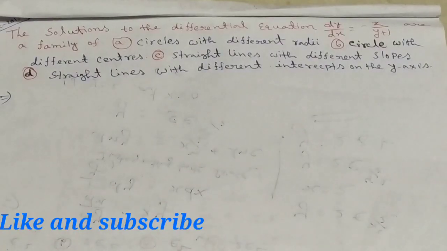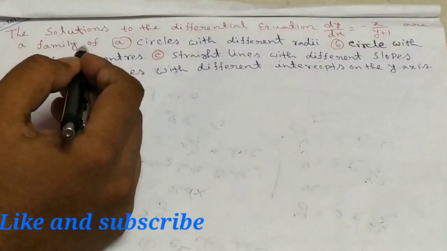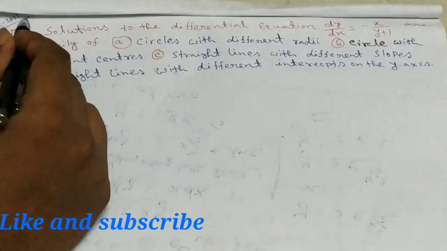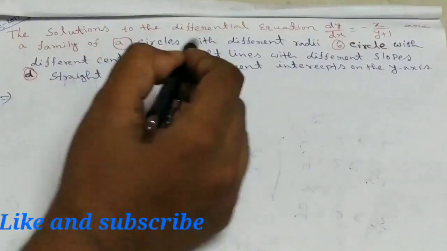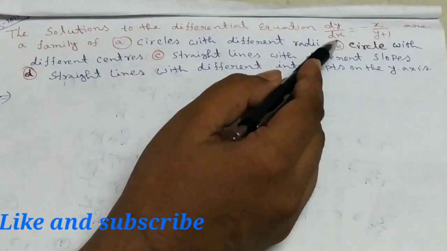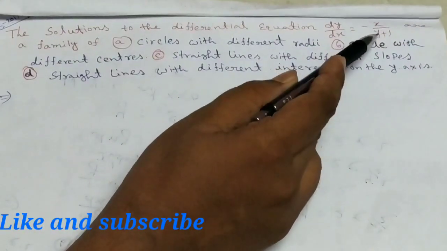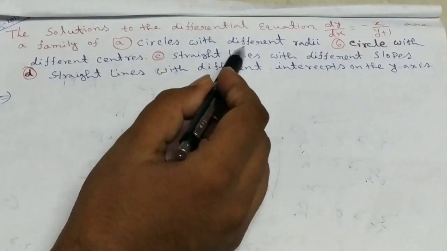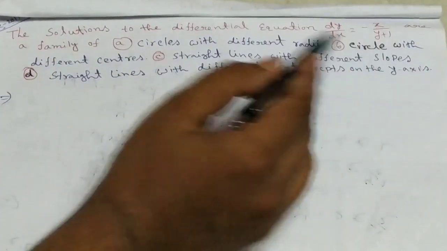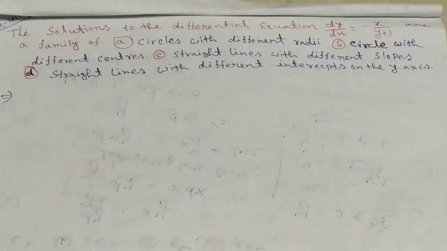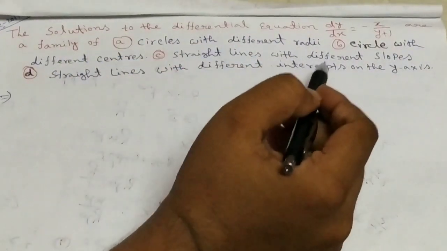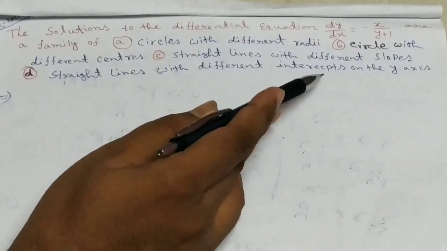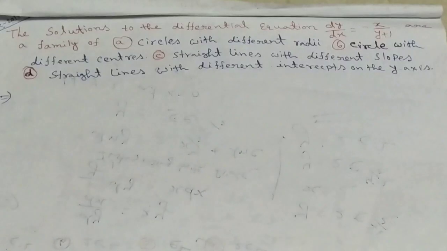Now we discuss a very important problem from linear differential equations which came in GATE 2011. The question is: the solution of the differential equation dy/dx equals minus x by (y plus 1) is a family of circles with different radius, circles with different centers, straight lines with different slopes, or straight lines with different intercepts on the y-axis.